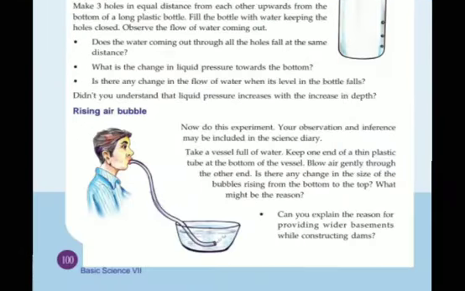Similarly, we can see this in the size of an air bubble. Take a vessel full of water. Keep one end of the thick plastic tube at the bottom of the vessel, as you can see from the picture, and blow air gently through the other end. You can see that there is a change in the size of the air bubble. It increased from the bottom to the top. So here the liquid pressure at the bottom is more than that at the top. That is why the size of the air bubble increased.